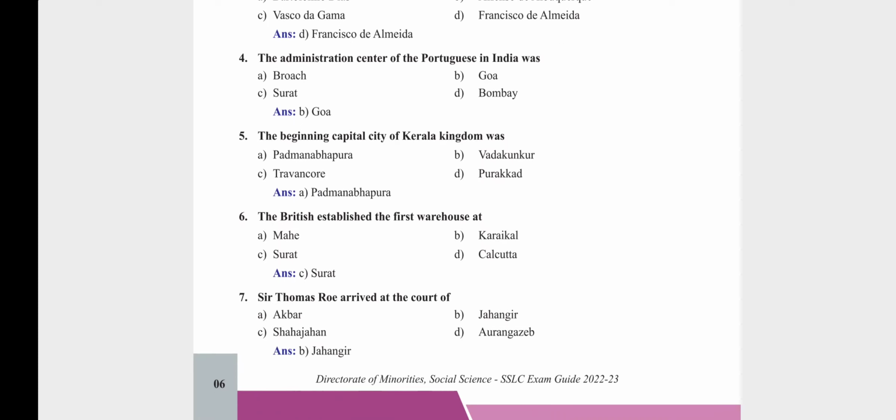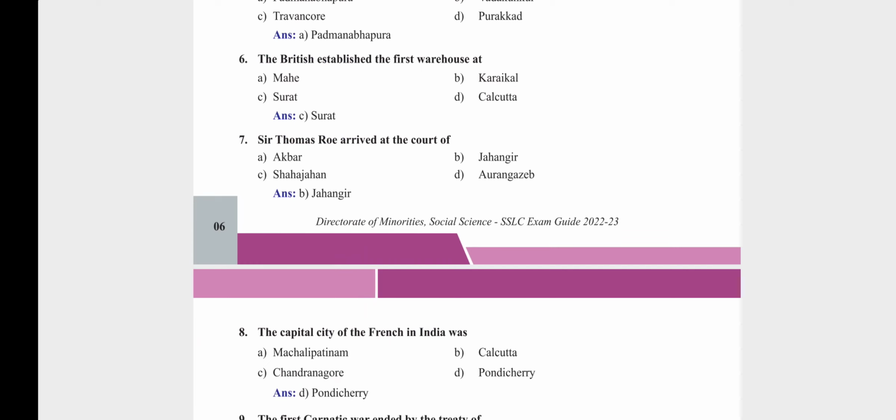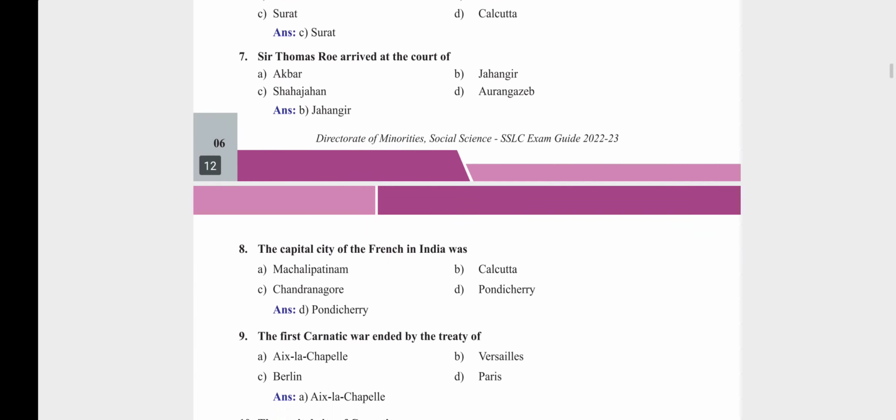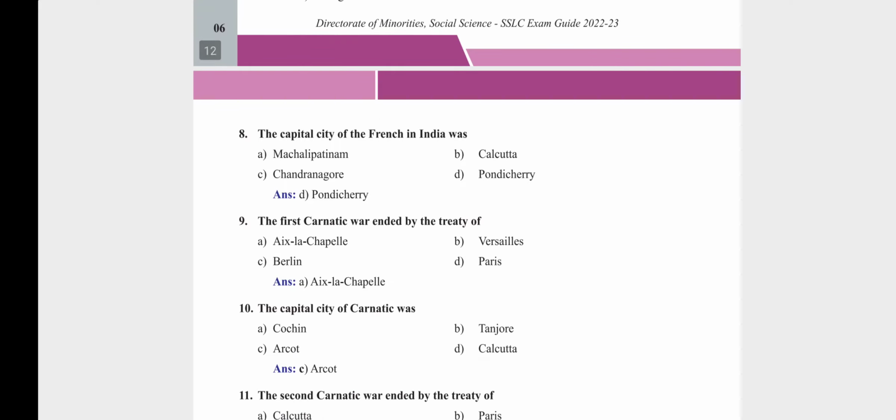The beginning capital city of Kerala Kingdom was Padmanabhapura. The British established the first warehouse at Surat. Sir Thomas Roe arrived at the court of Jahangir. So this is released by the Directorate of Minorities, Social Science, SSLC Exam Guide 2022-23. The capital city of the French in India was Pondicherry.